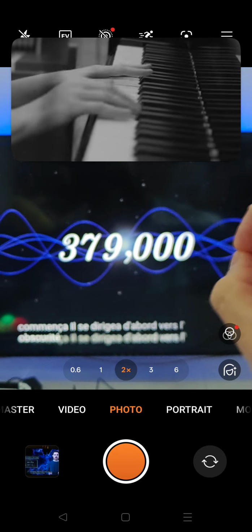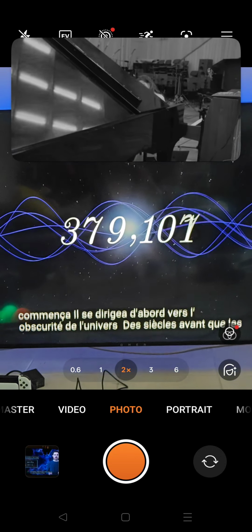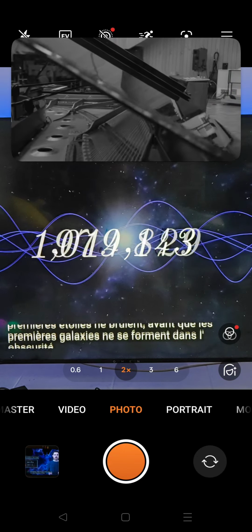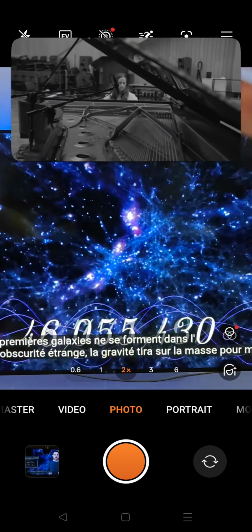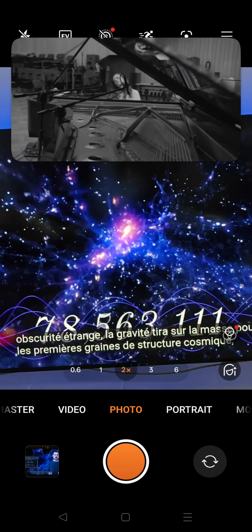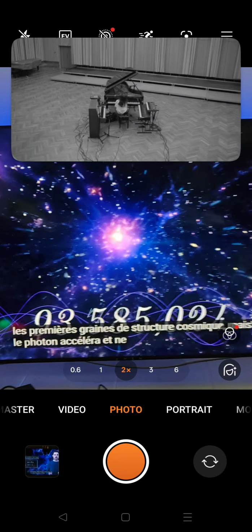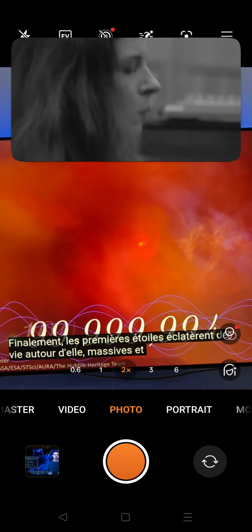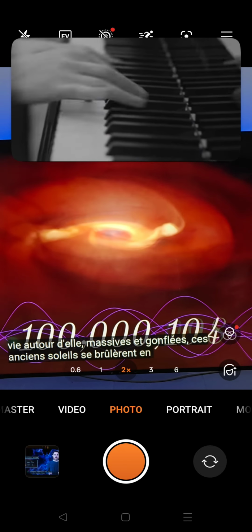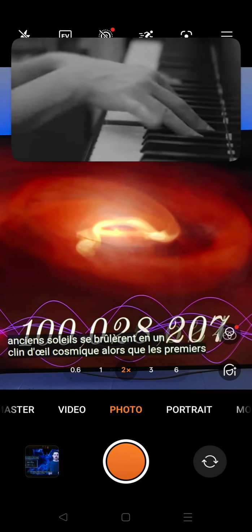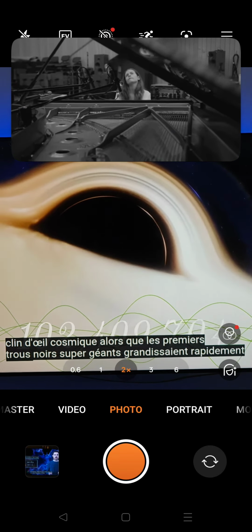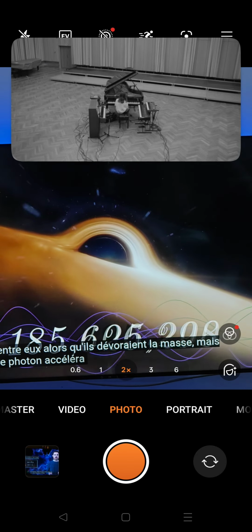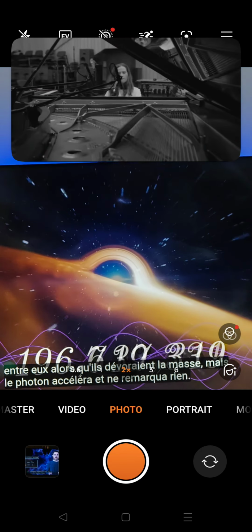Heading out first into the universe's dark ages, a time before the first stars burned, a time before the first galaxies formed, and the inner darkness, gravity, pulled on mass to mold the first signs of cosmic structure. The photon sped on and noticed nothing. Eventually, the first stars burst into life around it, massive and bloated. These ancient suns burned themselves out in a cosmic blink of an eye, as the first supergiant black holes grew rapidly between them as they eagerly devoured mass. The photon sped on and noticed nothing.